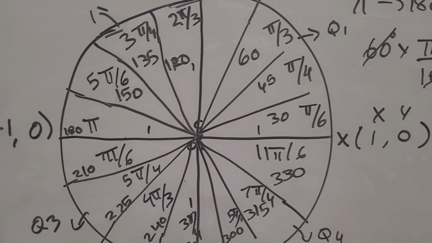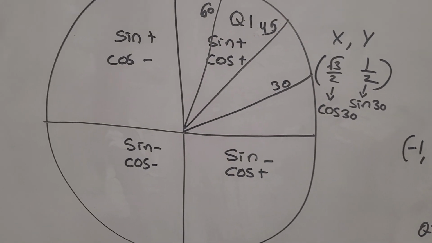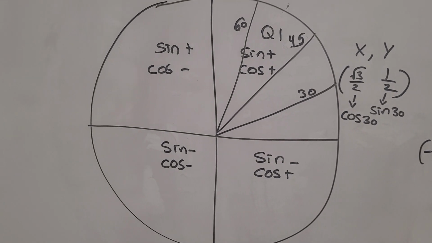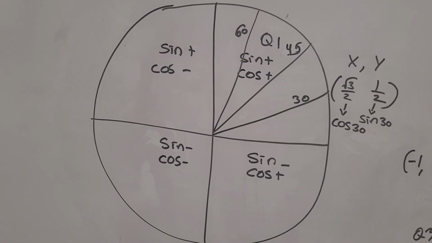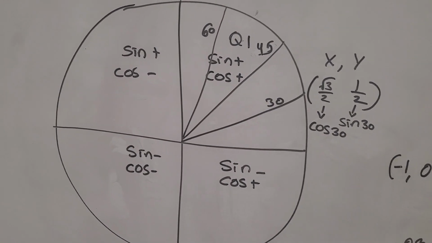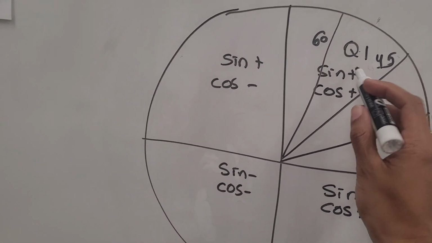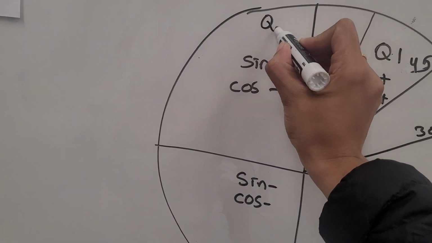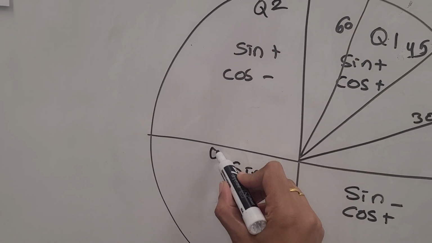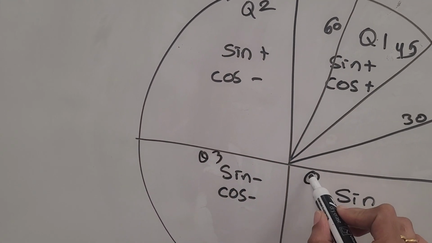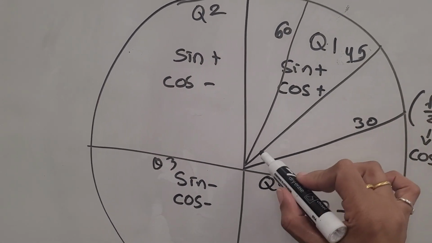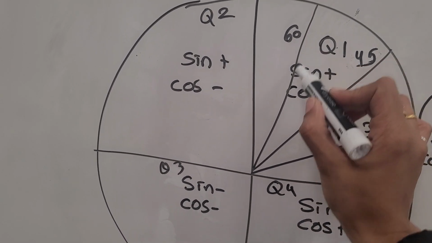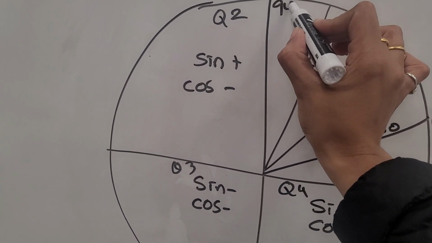So I have redrawn my unit circle here exactly. In this video I'm going to explain how we are going to write the coordinates for each of the values. So this is my first quadrant Q1, and this is my second quadrant Q2. This is my third quadrant Q3, and this is my fourth quadrant Q4. This is 30 degrees, and this is 45, this is 60, and this is 90.